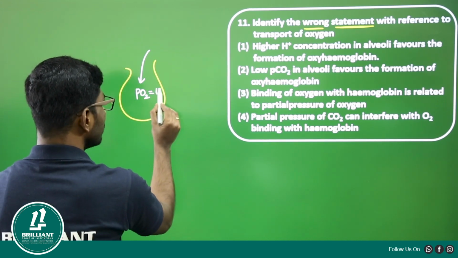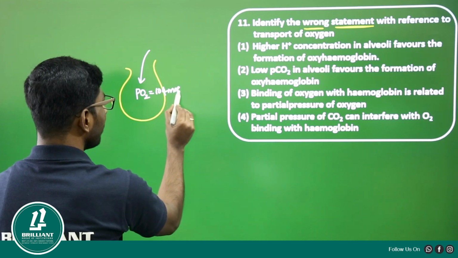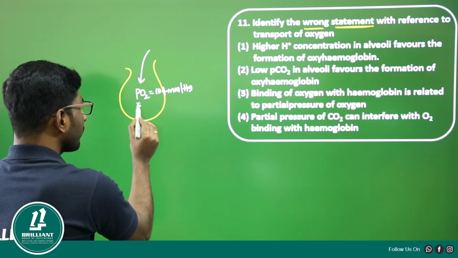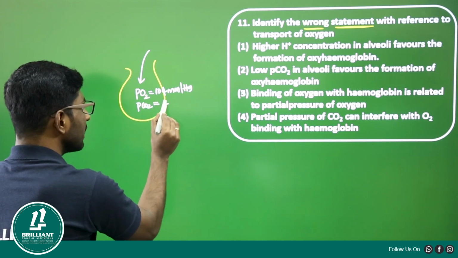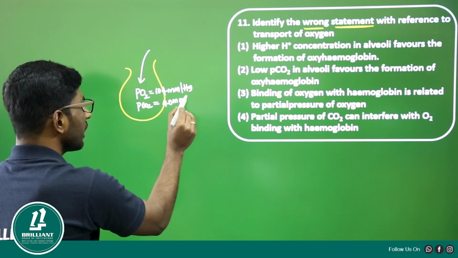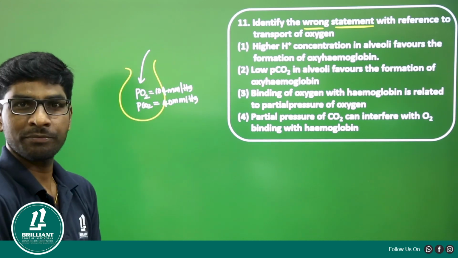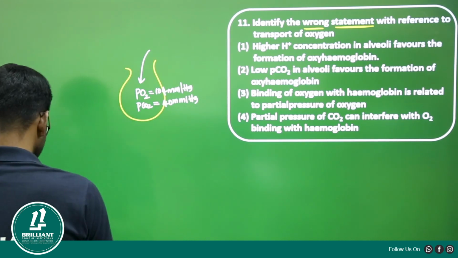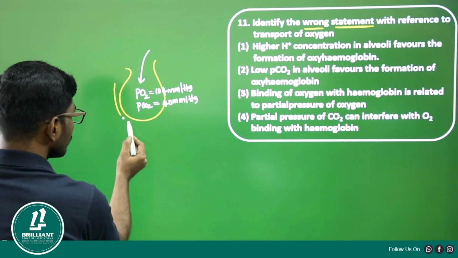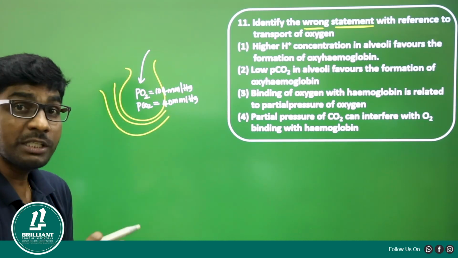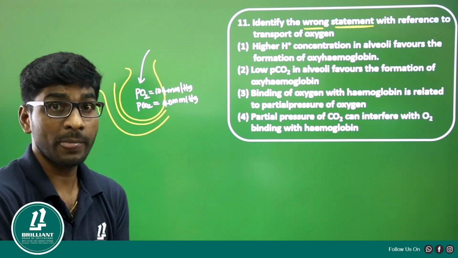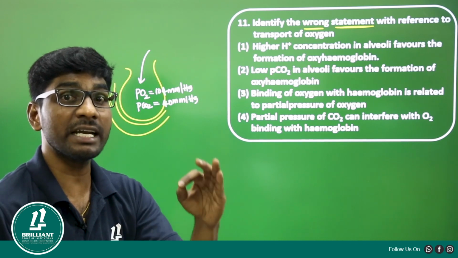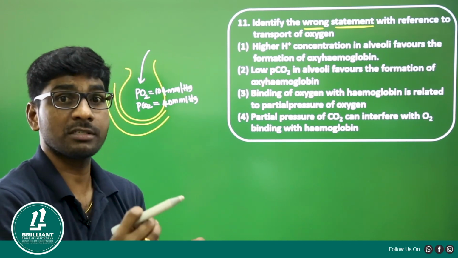It is 104 mmHg. Right? Next. Partial pressure of carbon dioxide in alveoli is 40 mmHg. It is less. Now, this is a blood vessel. So look at here. Which blood vessel goes towards alveoli? Pulmonary artery. In pulmonary artery, oxygen content is less, carbon dioxide content is more.